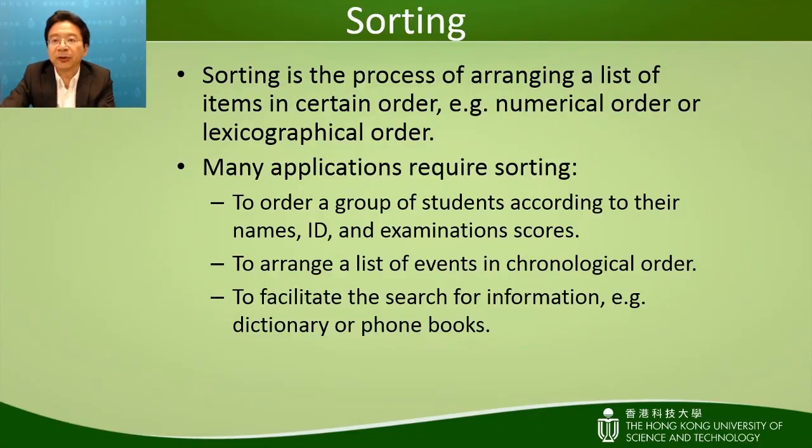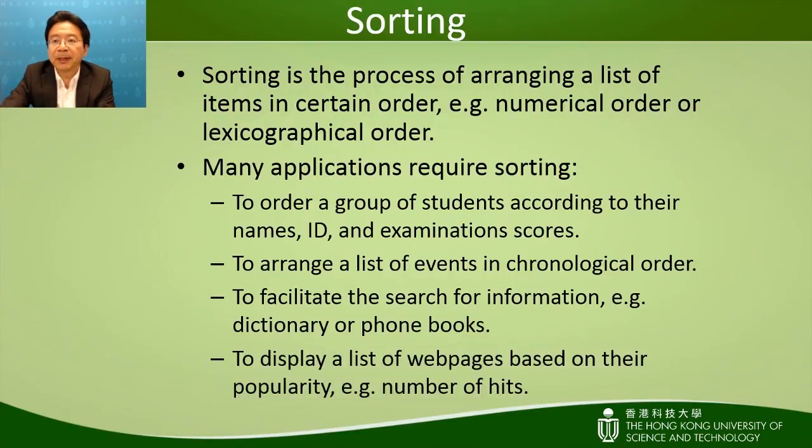And to look up a telephone number from a contact list is a lot easier if they are ordered. To display a list of web pages based on their popularity, for example, using the number of hits, you are seeing such ordering every day when you do a Google search. Sorting is one of the most studied areas in computer science. There are many sorting algorithms available.